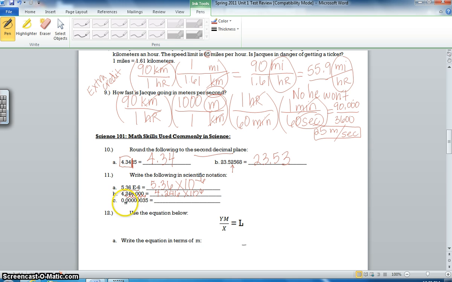All right, this is a really, really small decimal, so I know my exponent there is going to be negative. So I'm going to go 1, 2, 3, 4, 5, 6, 7 spaces. 3.5 times 10 to the negative 7th would be your answer. Alrighty. Let's keep moving on.